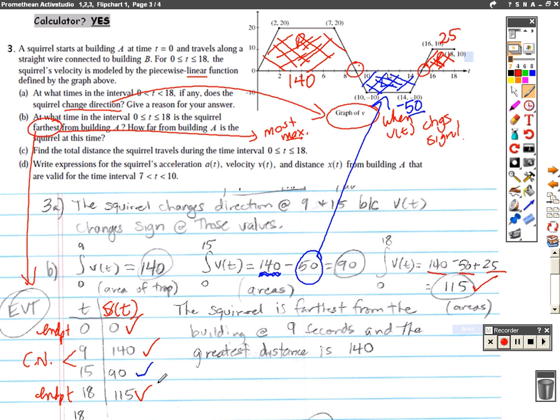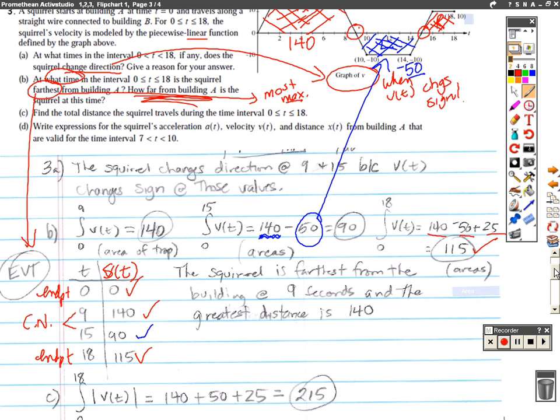So I can easily see that the squirrel is farthest from the building at 9 seconds, and the greatest distance is 140. Because it asked me two things. It asked me at what time, and it asked me how far. So if I just said 9 seconds and I didn't tell the distance, I would not get all the points, and this is an easy question.